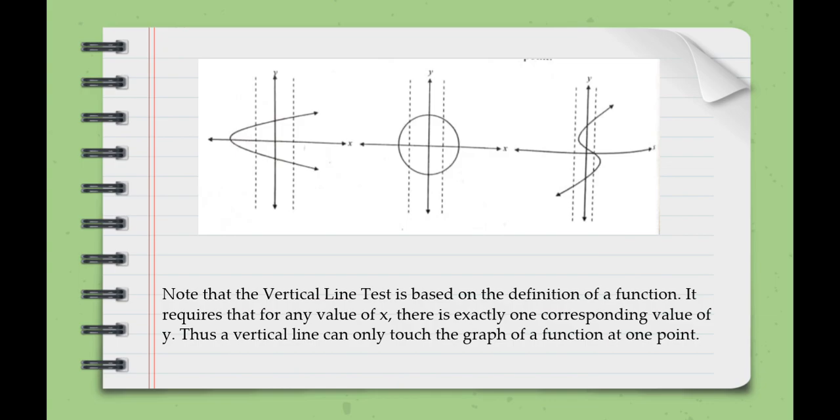Kasi kung mapapansin natin, in a given graph number 1, nag-construct po tayo ng vertical line at nag-intersect po siya sa dalawang points. So, therefore, hindi siya function. Sa given number 2, nag-construct din tayo ng vertical line, pero nag-intersect siya sa 2 points. So, hindi po siya function. Sa given number 3 naman, yung unang vertical line nag-intersect sa 1 point, pero yung ikalawang vertical line nag-intersect naman sa 3 points. So, therefore, hindi po siya function.